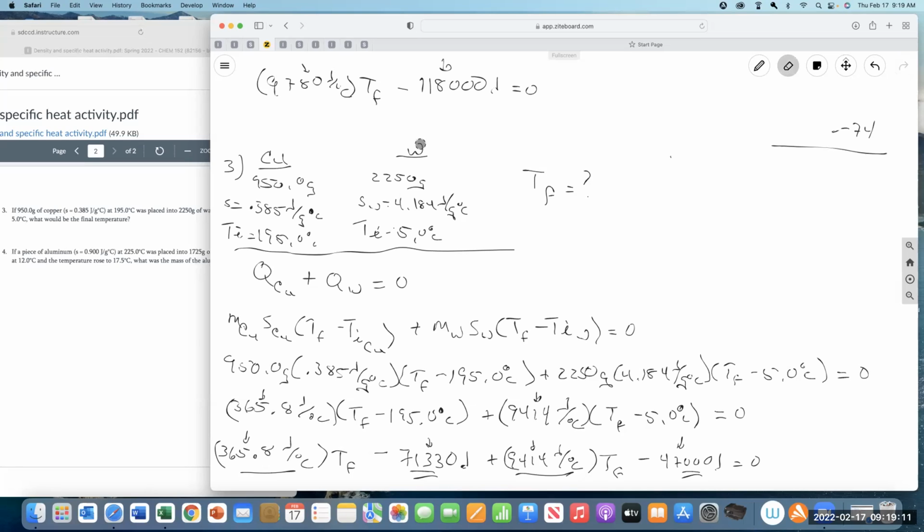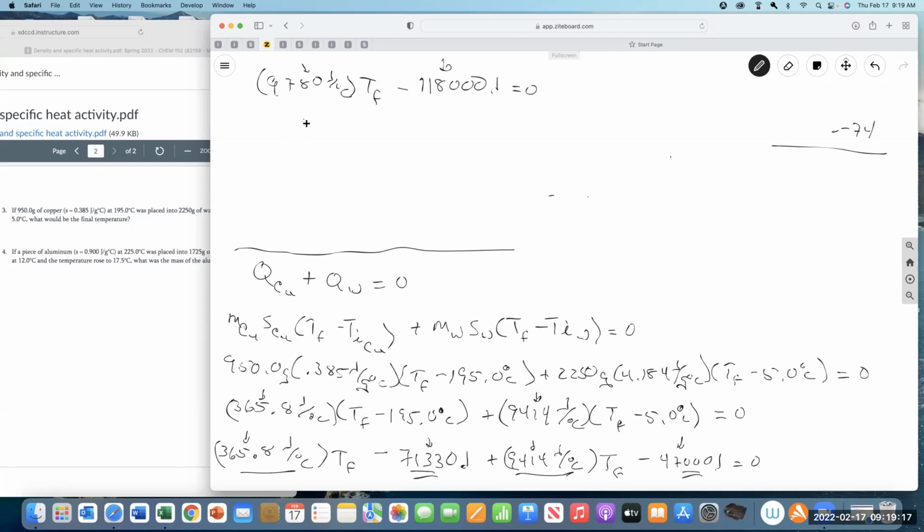All right, so I'm going to erase this stuff. Basically done now. 9780 joules per degree C times TF equals 118000 joules. And the 8 is the guess here. That means I have 3 sig figs. And I get 12.1 degrees C.